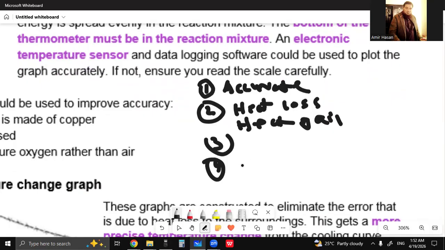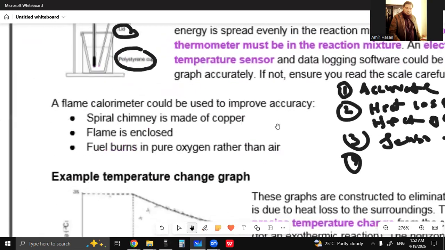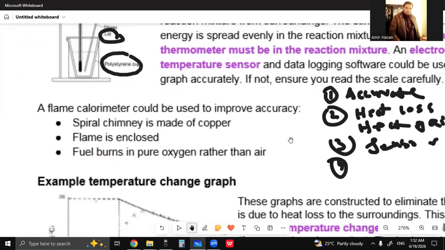And we also use a temperature sensor and data logger. Careful reading is required for temperature measurement. Then we can accurately calculate the enthalpy change. A flame calorimeter could be used to improve accuracy.